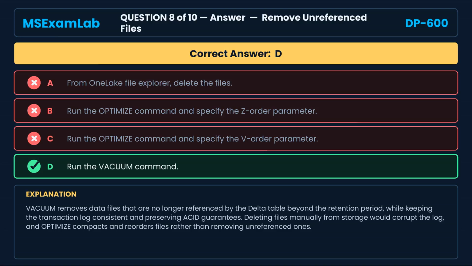The correct answer is D. Vacuum removes data files that are no longer referenced by the delta table beyond the retention period, while keeping the transaction log consistent and preserving ACID guarantees. Deleting files manually from storage would corrupt the log, and optimize compacts and reorders files rather than removing unreferenced ones.